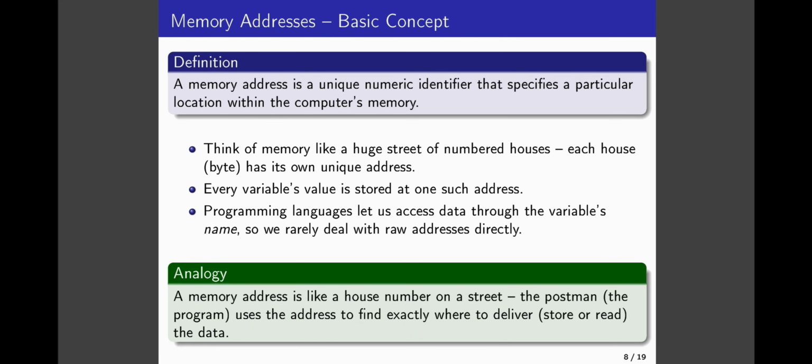And imagine memory like a huge street of numbered houses. Each house, each byte, has its own unique address. Every variable's value is stored at one of these addresses. Thankfully, programming languages let us access our data through the variable's name, so we almost never have to deal with the raw addresses directly. A memory address is like a house number on a street. The postman, in this case the program, uses that address to find exactly where to deliver or read the data.